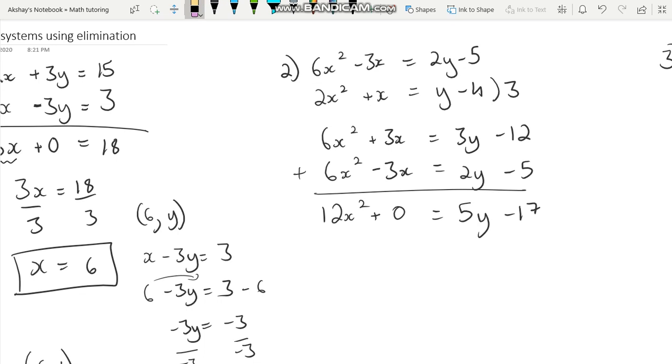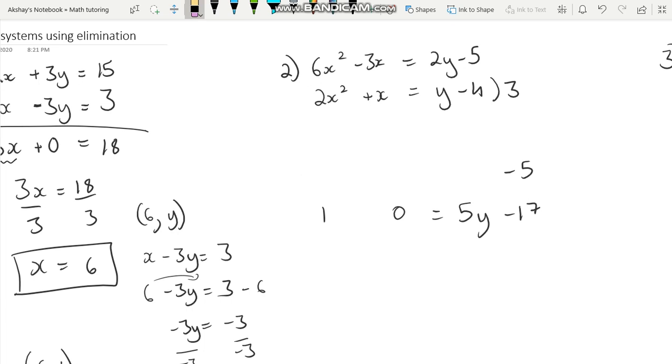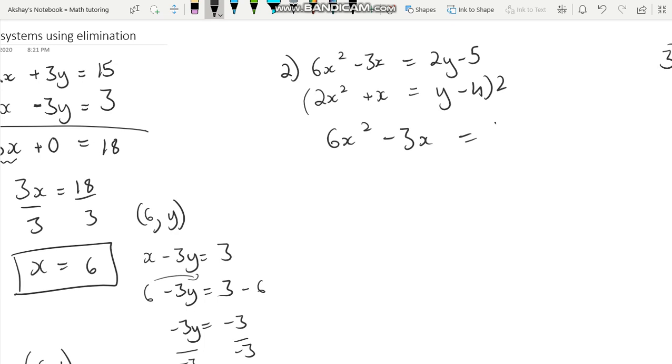So let's try and eliminate our y variable in this case, because I think that would work out much easier and look much better and more organized. So to eliminate my y variable, I can times my second function by 2. Wait, I'm just going to write my first function down. So 2 times 2x squared gives me 4x squared. 2 times x gives me plus 2x. 2 times y gives me 2y.